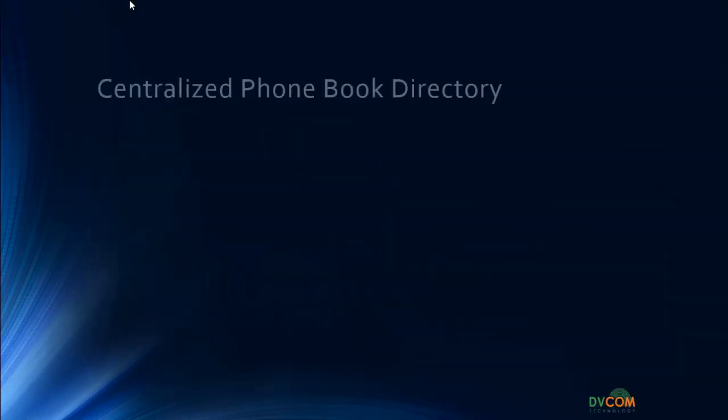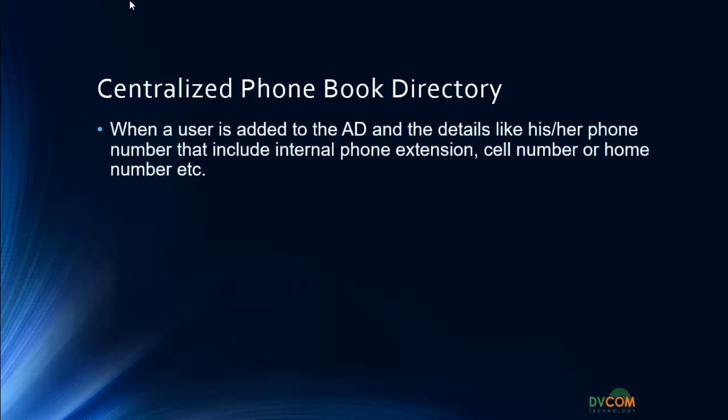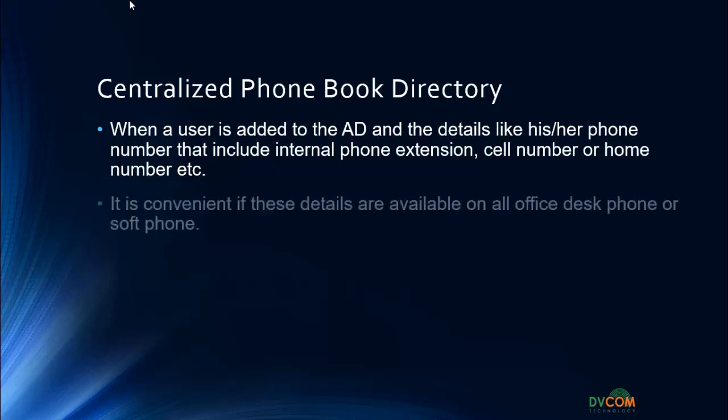Now with this integration, it becomes very easy. Whenever a new employee joins the organization and you create the account, like his email address and other information, in the same Windows Active Directory, you can enter the phone numbers and the internal extension. So when a user is added to the AD with details like phone numbers, including internal phone extensions, cell numbers or home numbers, whatever information related to the phone is entered into the centralized phone book directory in the Active Directory, that will be accessible on the phones.